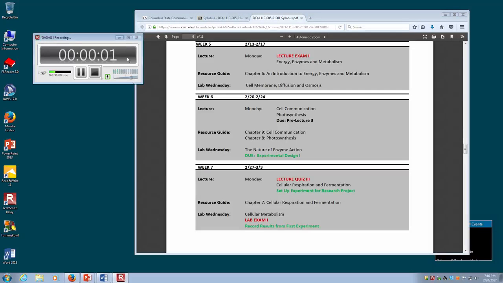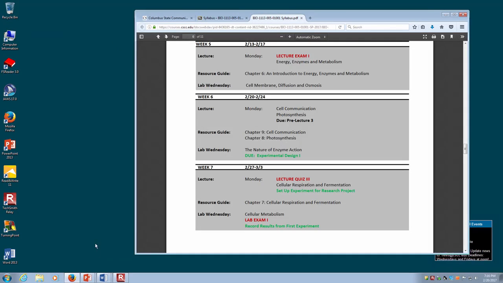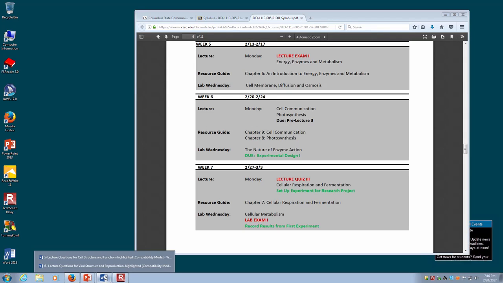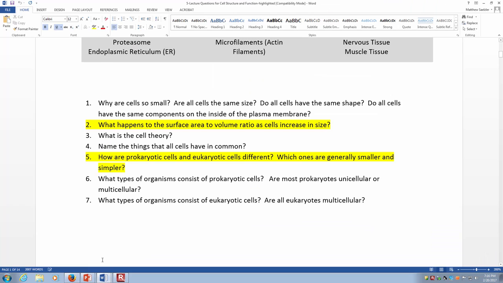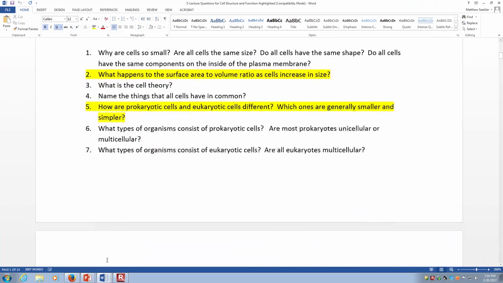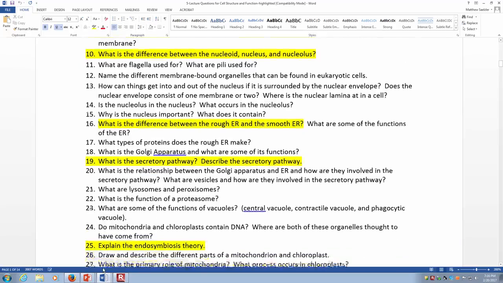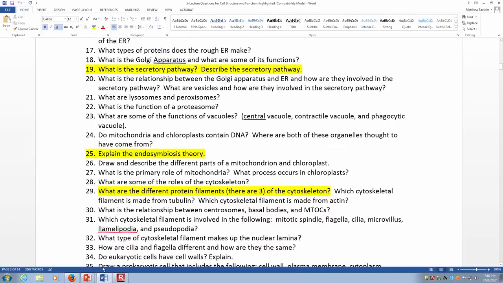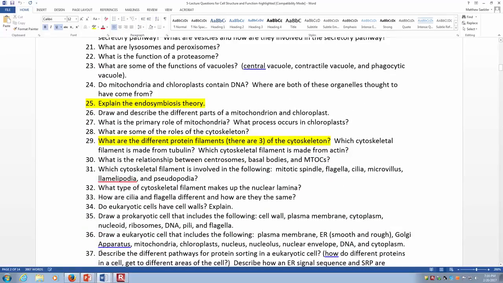So let's first talk about the cell structure and function. The topics in cell structure and function that were not on the exam include the cytoskeleton for eukaryotic cells, which we discussed.